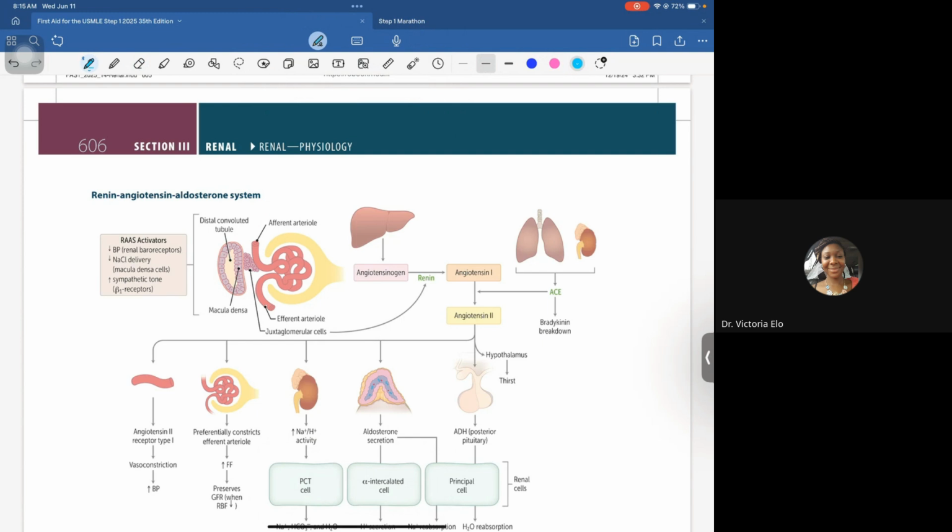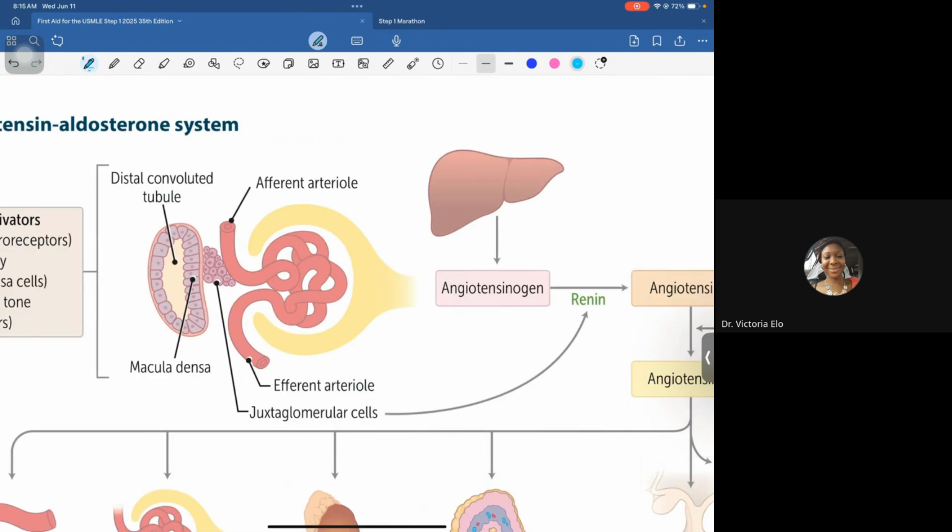Now, how does the renin-angiotensin system get activated? What detects that the renin-angiotensin system needs to be activated? Three things. Number one is the macula densa, a structure present in the distal convoluted tubule. When the macula densa gets less sodium, it activates the renin-angiotensin system by secreting renin with the help of juxtaglomerular cells. So it asks the juxtaglomerular cell, which is present here, to secrete renin.